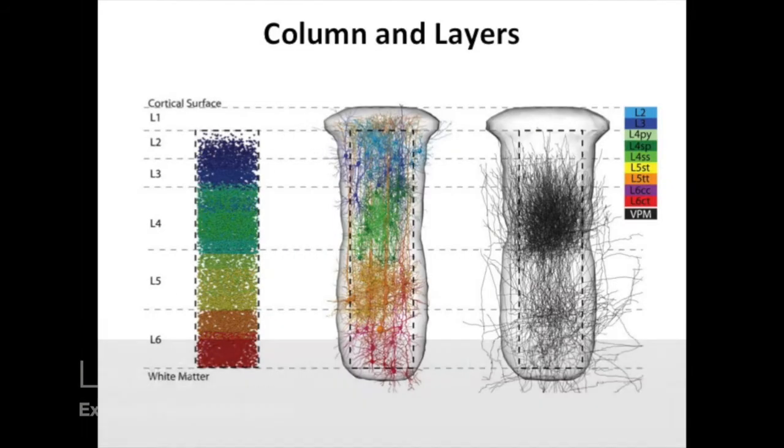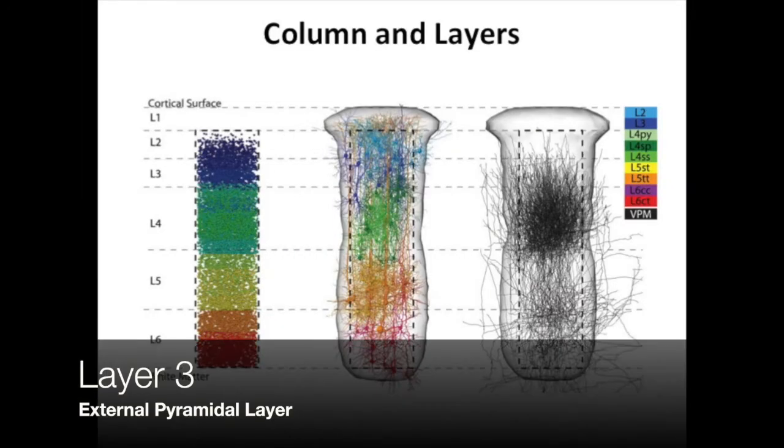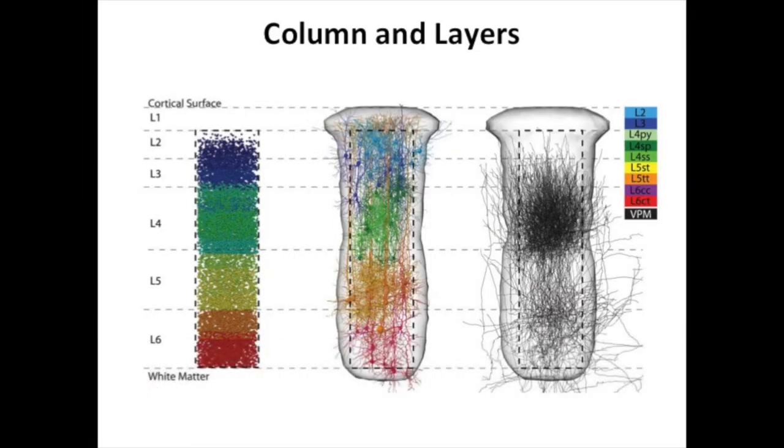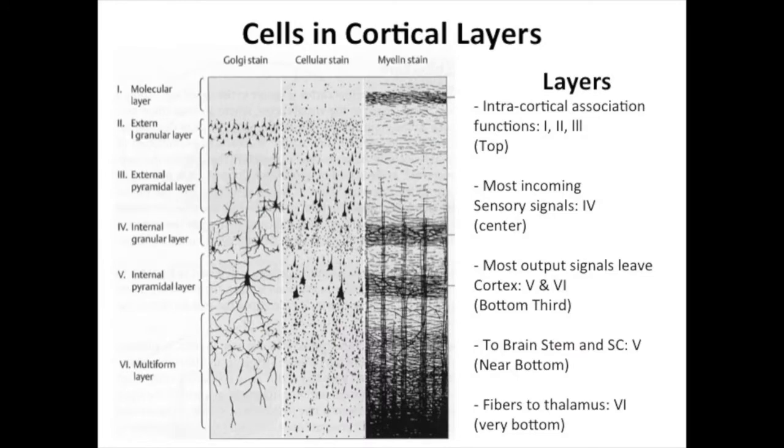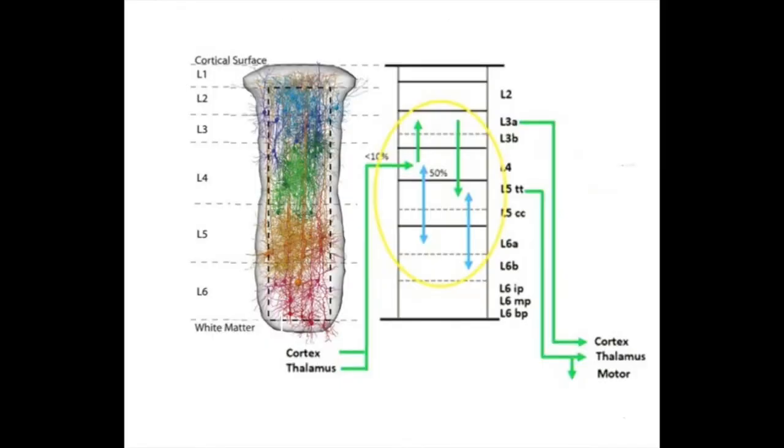That's what layer 3 does. It accumulates predictions of greater context. Layer 3, this is the external pyramidal cell layer. Pyramidal cells make up this layer. They are called pyramidal because, again, their somas are triangularly shaped. They receive input from other cortical regions and output to other cortical columns.